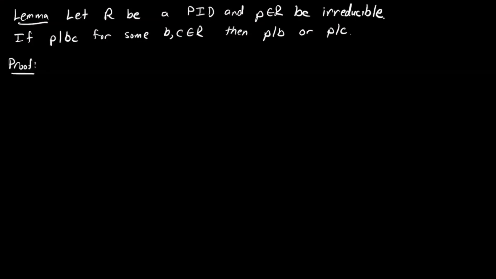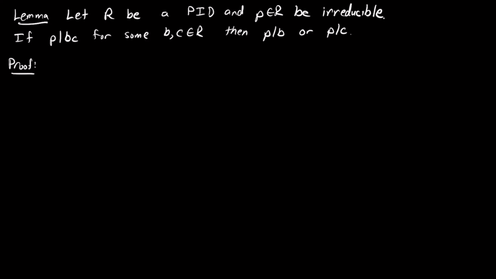Okay, so this is going to be our last lemma before we prove unique factorization for PIDs. And I actually really enjoy this lemma because the proof is super neat. So I'll say let R be a PID and p in R be irreducible. We'll show that if p divides bc, then p divides b or p divides c. So if you recall, this is a property that we proved for prime integers, and we also proved this property for irreducible elements of F[x].